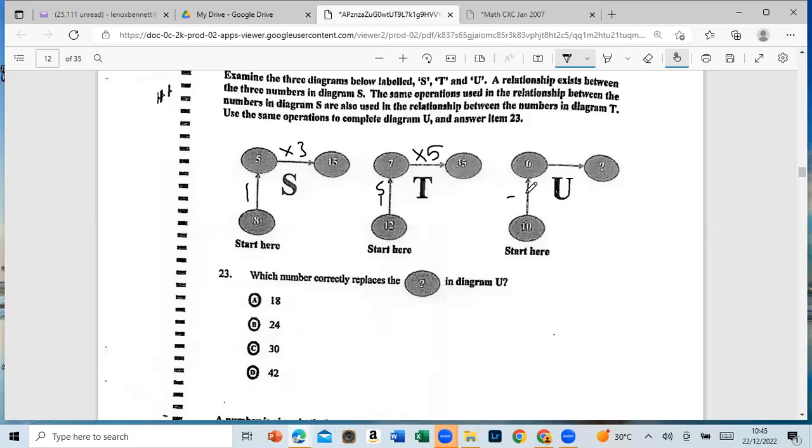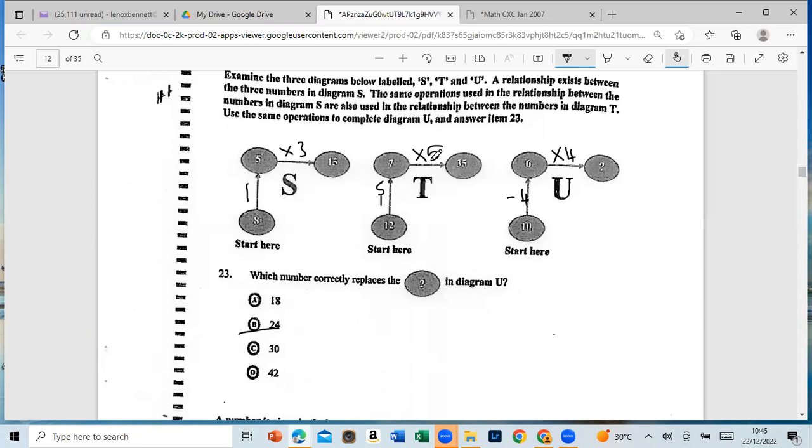Yes, sir, 10 minus 4 gives you 6, and then you multiply this by 4. All right, it is correct. Very good. So that's the relationship: you minus this number, and whatever number you get, you multiply it by this.